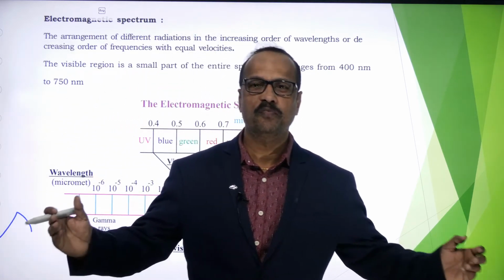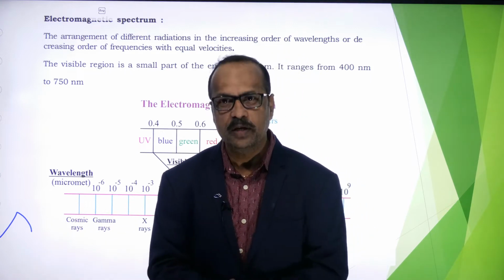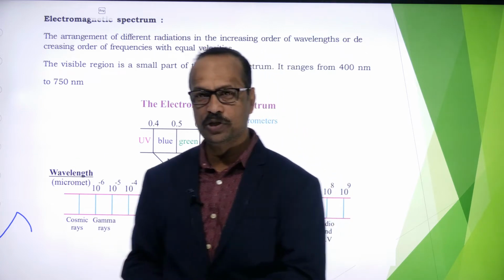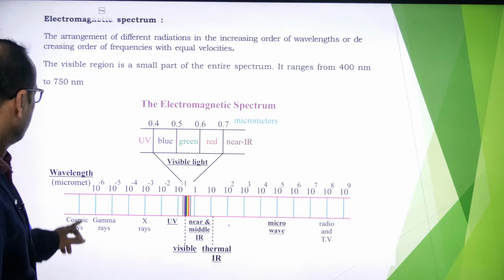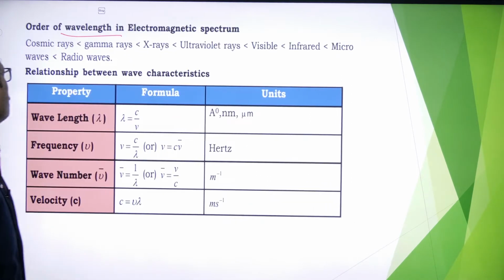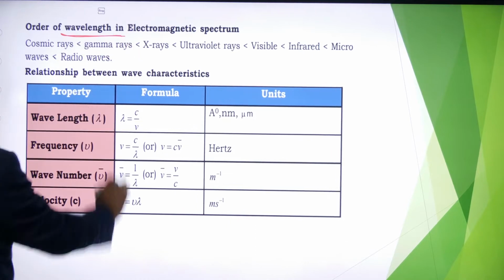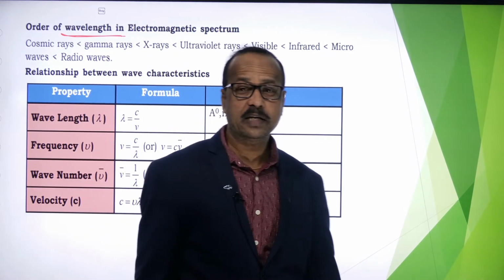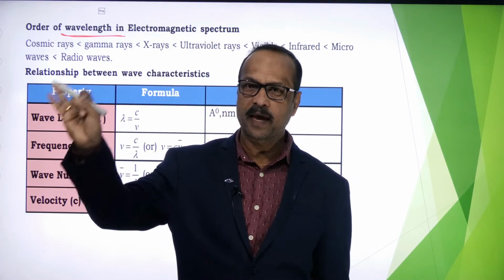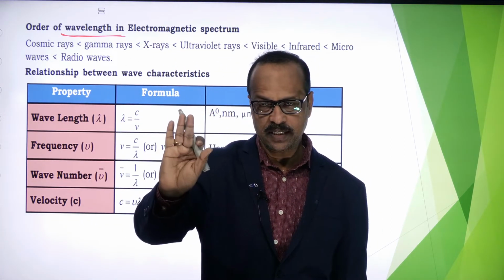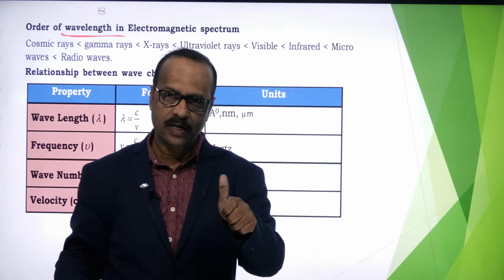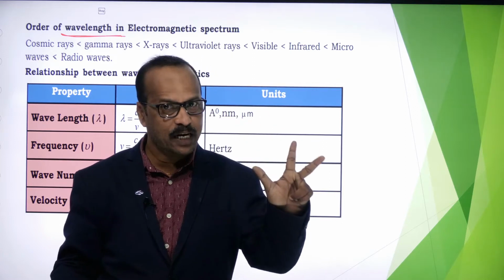We also discussed the electromagnetic spectrum. A spectrum is nothing but a group of frequencies or wavelengths. In the electromagnetic spectrum there are various types of radiations. Now, the order of wavelength: it consists of cosmic rays, then gamma rays, X-rays, ultraviolet rays, visible spectrum, infrared rays, microwaves, then radio waves.